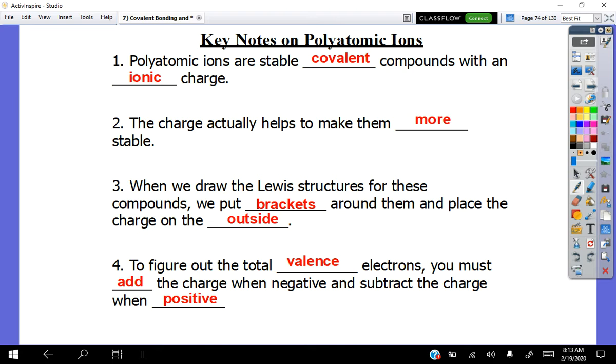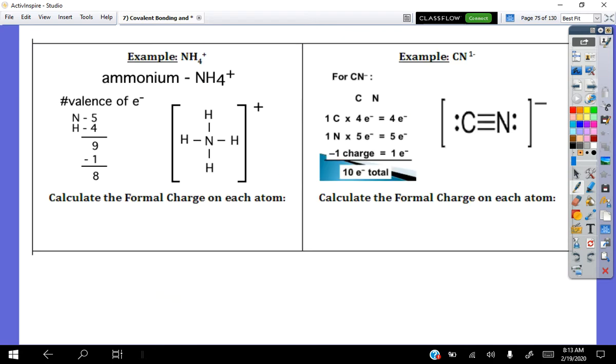So what that does is it actually affects our total valence electrons when we go to draw a Lewis structure. So to figure out the total valence electrons for a polyatomic ion, we need to add the charge when we are negative, because that refers to the gaining of electrons, and we need to subtract the charge when we are positive, because that refers to the losing of electrons. I do have an example of each of these.